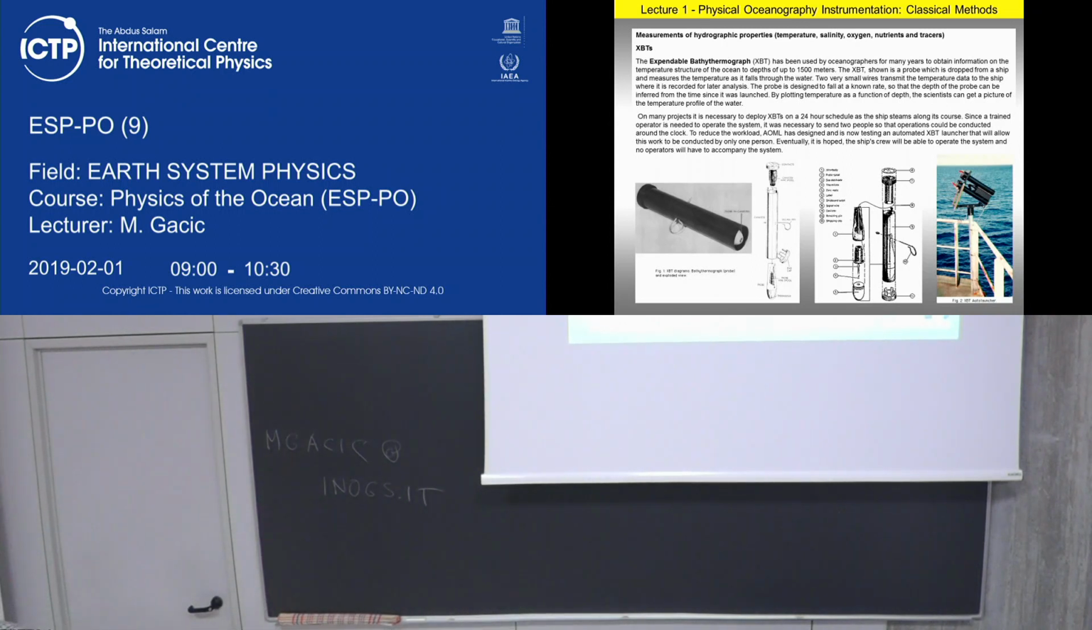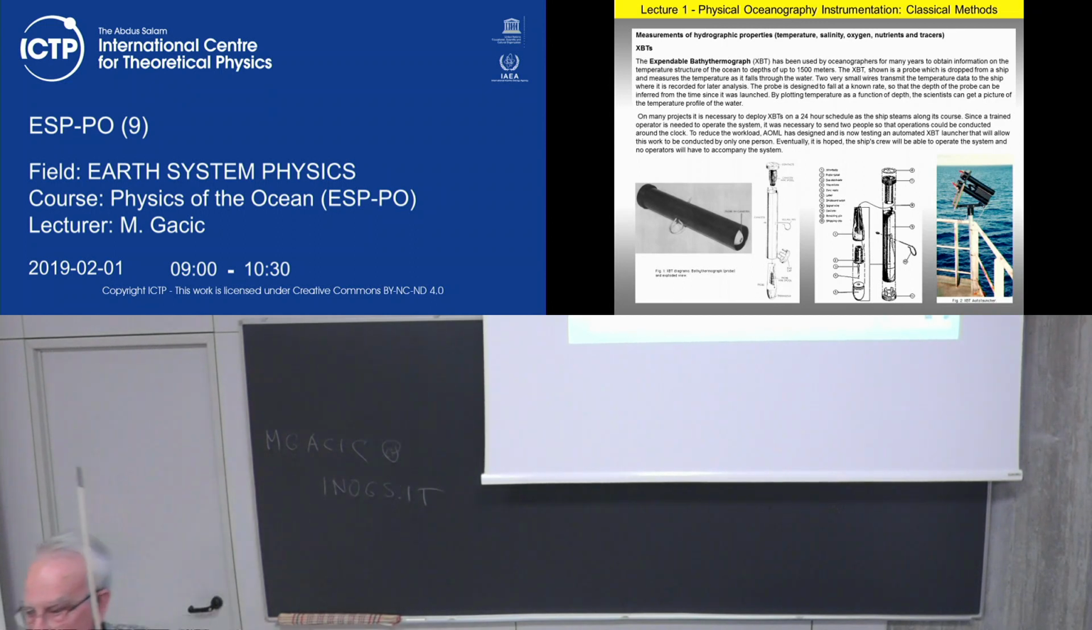It has the rate, the vertical velocity of this thing, so that from the time you can infer the depth at which the probe was found, and then by plotting the temperature as a function of depth, the scientists can get a picture of the temperature profile in the water.